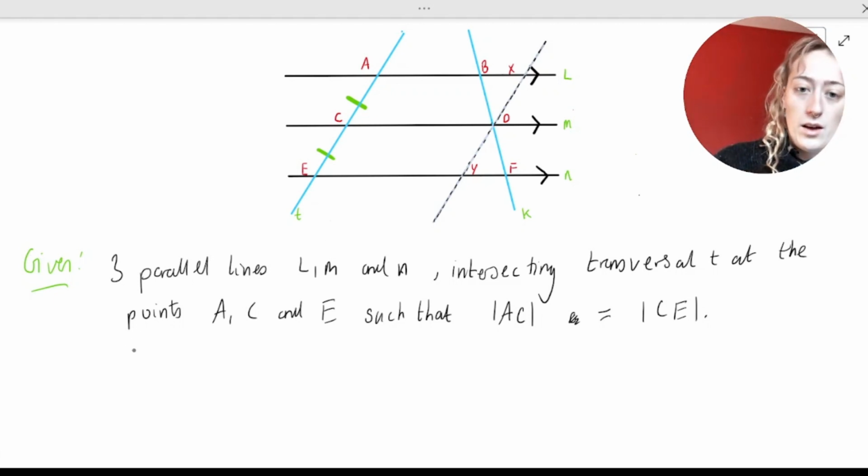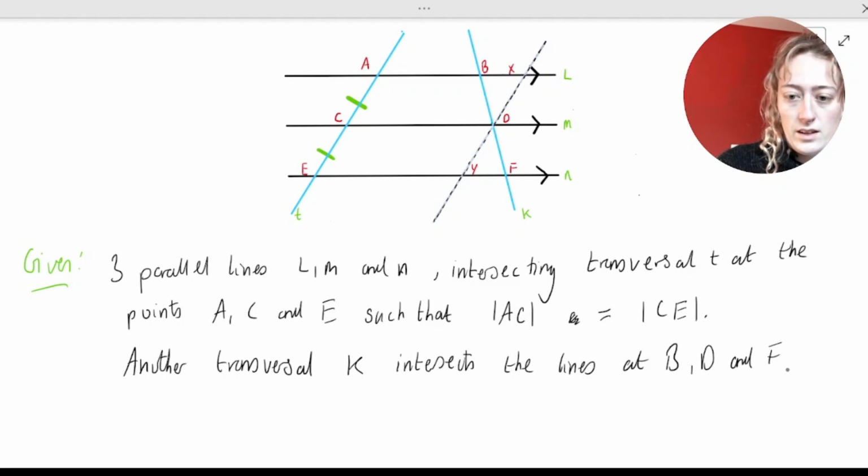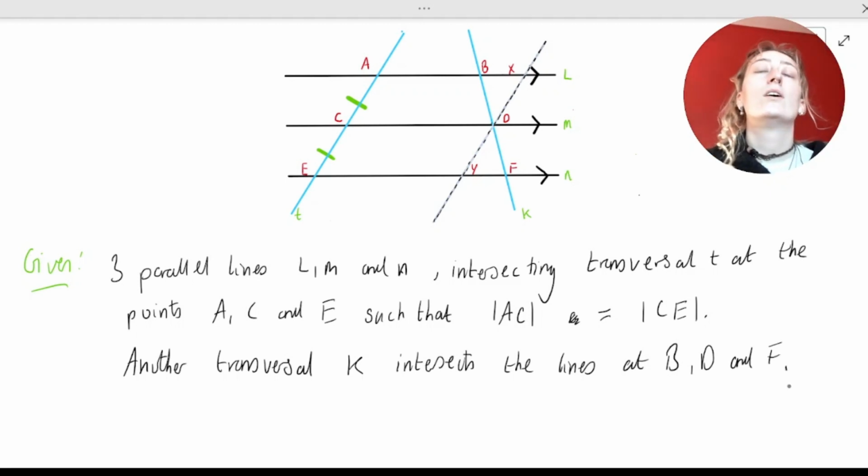Okay. We also have another transversal, another line, K, transversal K, blue line here, which intersects the lines at the points B, D, and F. We've got one transversal, one line which gets split equally into two different segments by the parallel lines, and now we've got another line going through. And what we're trying to prove is that this other line K is also split into equal segments.